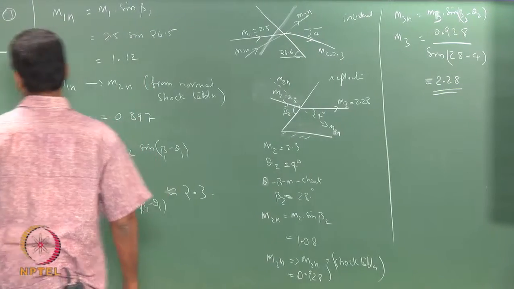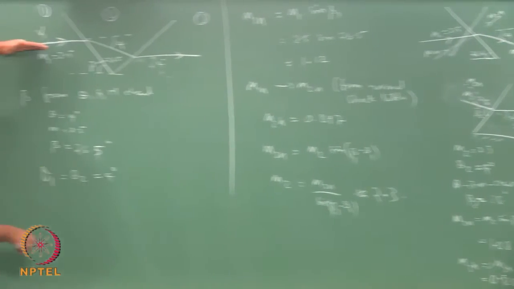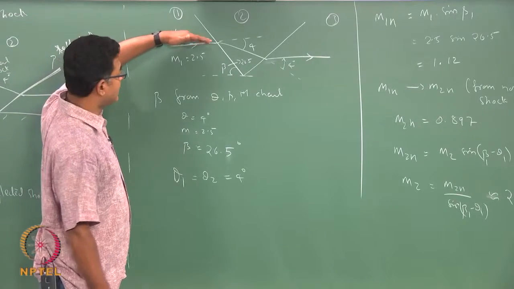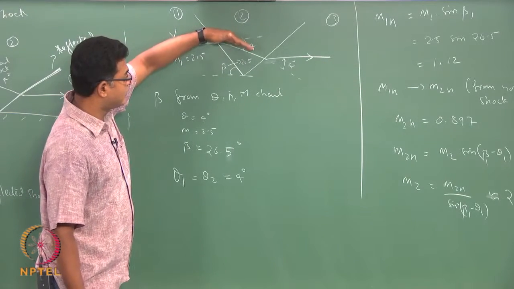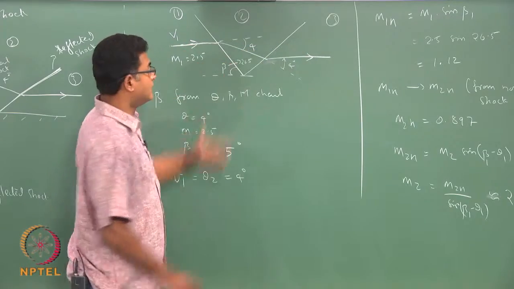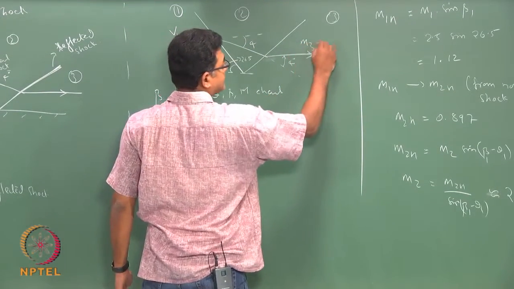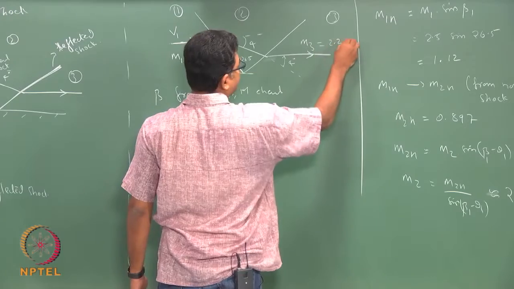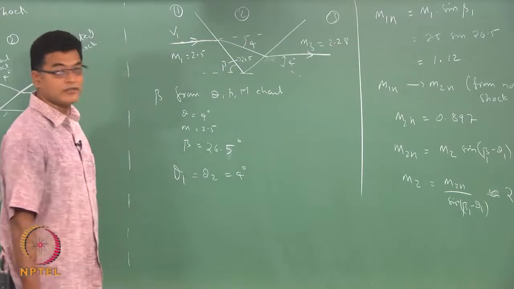Okay. So, from the problem, if you look at it, I have M1 is 2.5, turns by 4 degrees and then turns again to M3. M3 is calculated to be 2.28.